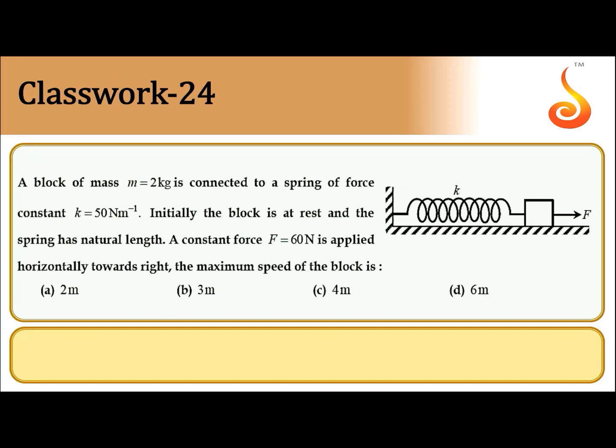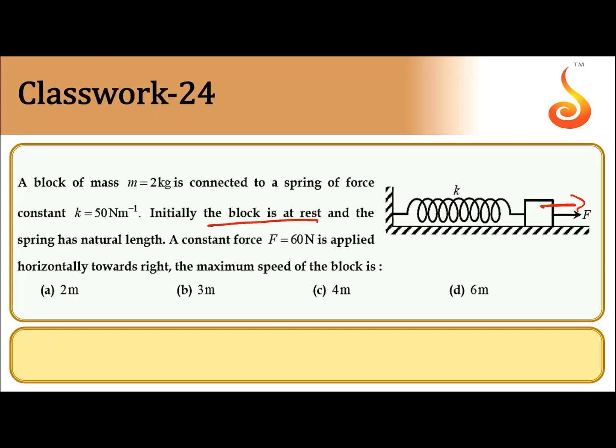Next one. A block of mass m equal to 2 kg is connected to a spring of force constant 50 Newton per meter. Initially the block is at rest and the spring has natural length. A constant force of 60 Newton is applied horizontally towards right. The maximum speed of the block is. Okay. So you are applying a constant force of 60 Newton along this direction and the spring is in its natural length. Initially the block is at rest, of course.